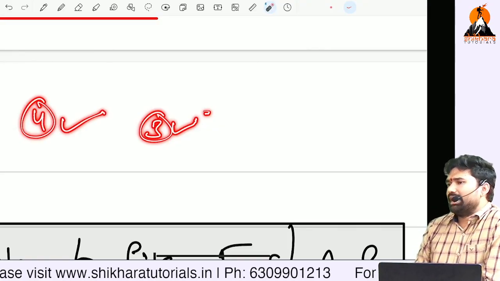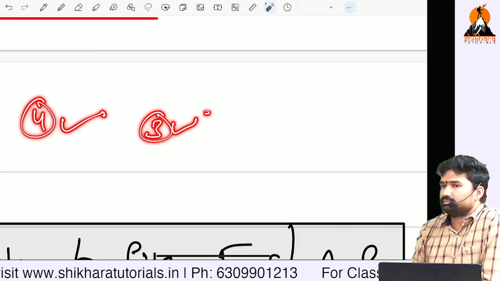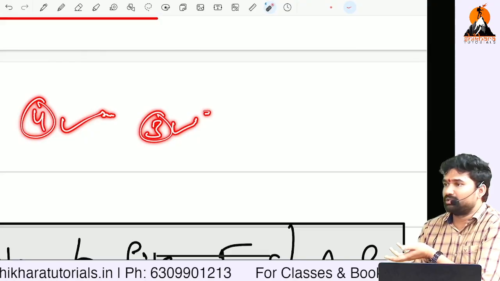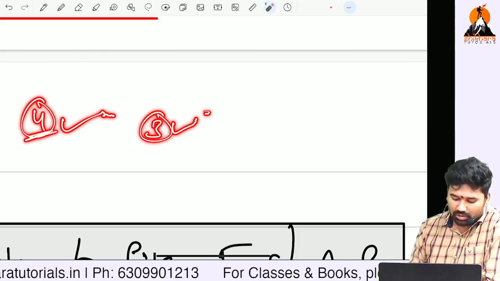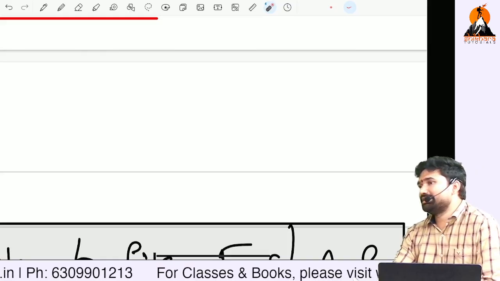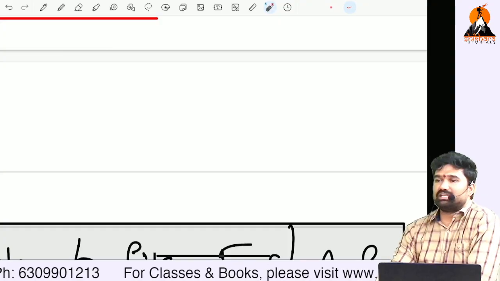4 directorships. Allowed or not allowed? 100% allowed. So he is a director in 4 companies. Out of those 4 companies, 3 are other companies and 1 is ABC Limited.